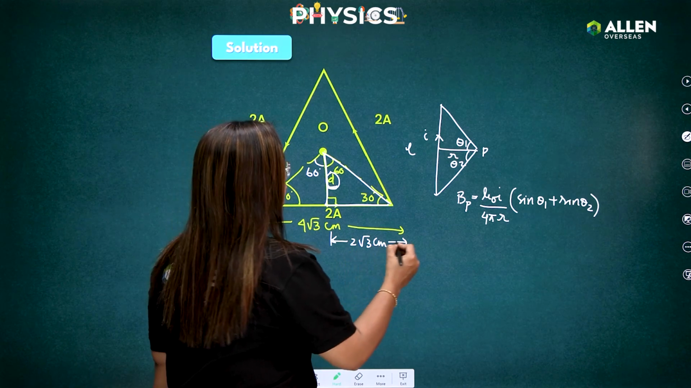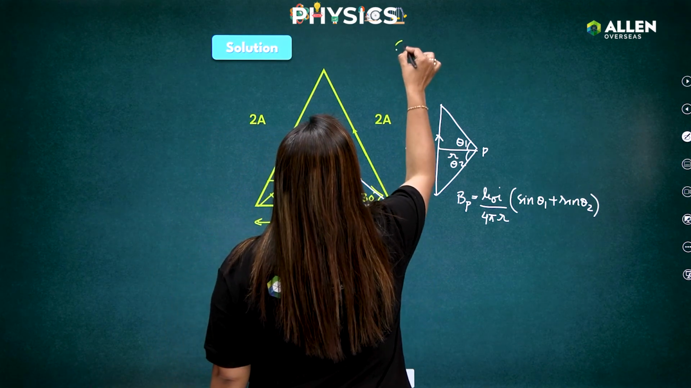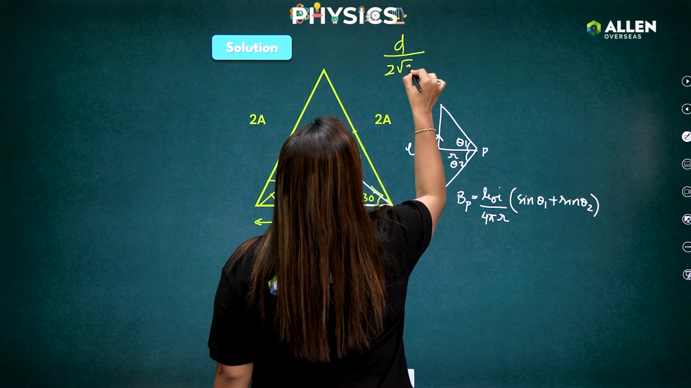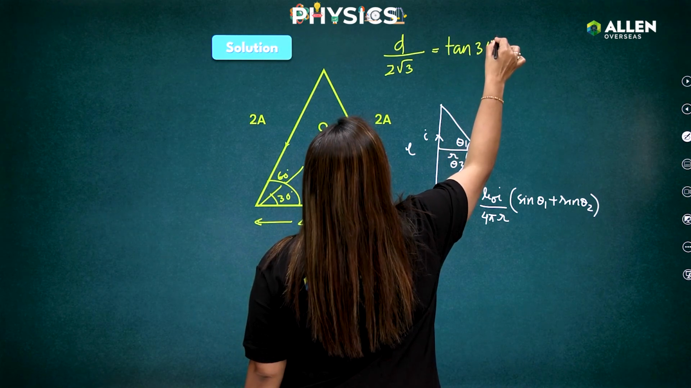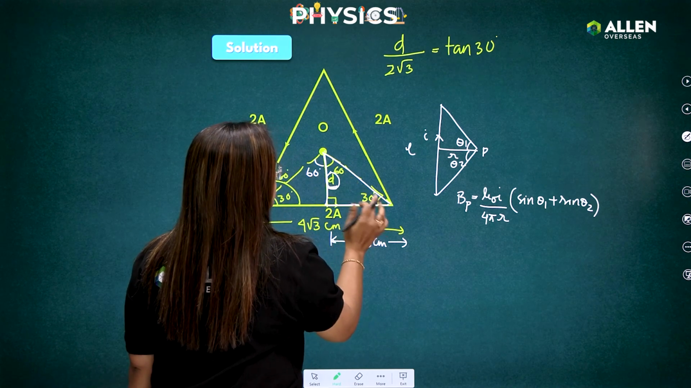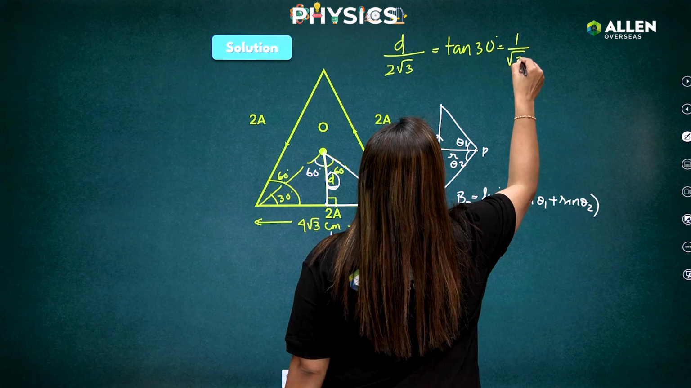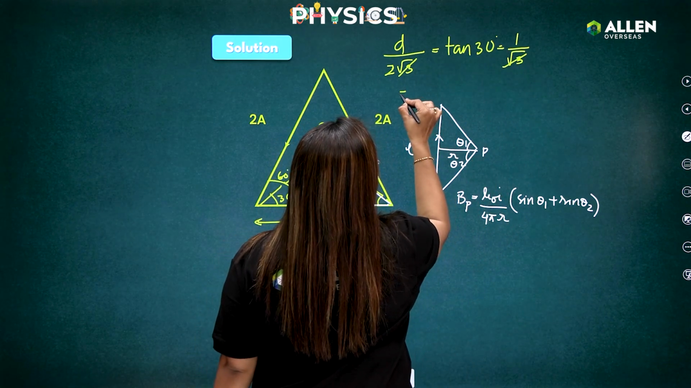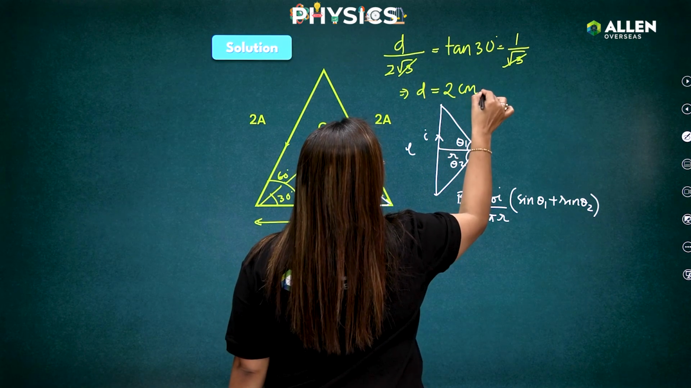You know that perpendicular by base is equal to tan theta. So we can write here d divided by 2√3 is equal to tan 30 degree. Because this is the perpendicular, we are taking this as the base. So this is the 30 degree angle, and you know tan 30 degree is equal to 1 by √3. So this √3 and this √3 get cancelled out. So we are getting the value of d is equal to 2 centimeter.